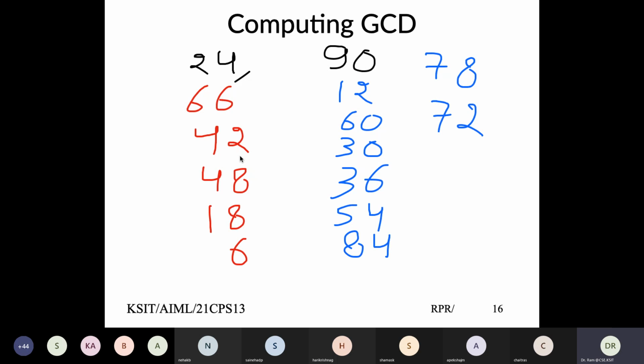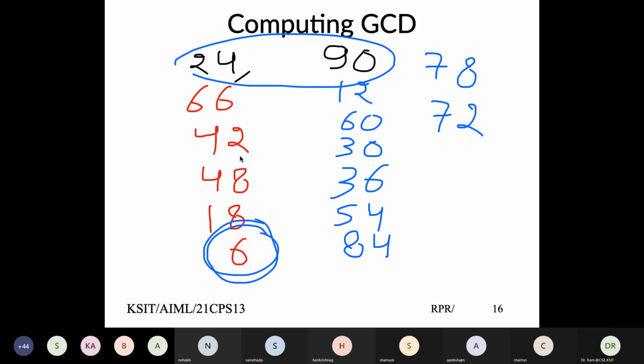Now can you tell me, when I took 24 and 90, my smallest number was 6. When I took 24 and 120, my smallest number was 24. What is the correlation? The greatest factor of the two numbers. Yes, it is the greatest common divisor. So if we keep playing the difference, you cannot write a number smaller than the greatest common divisor.